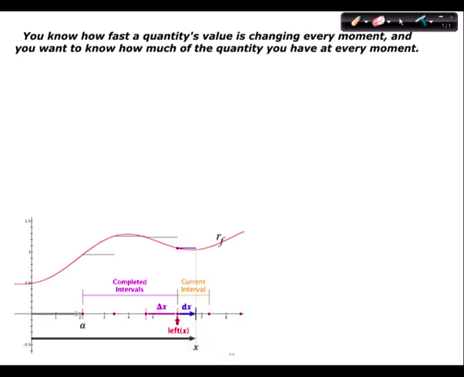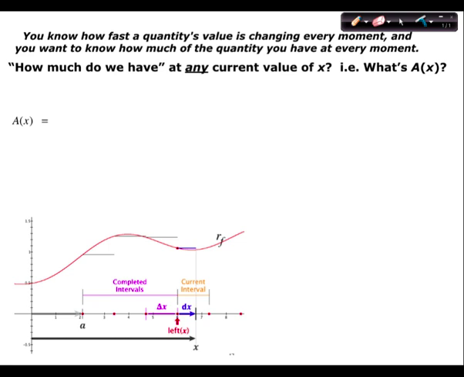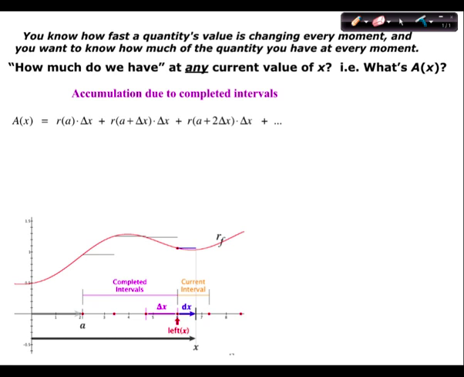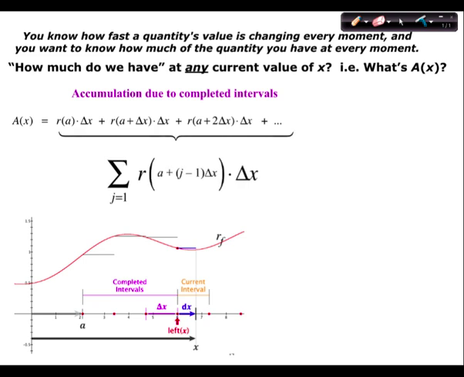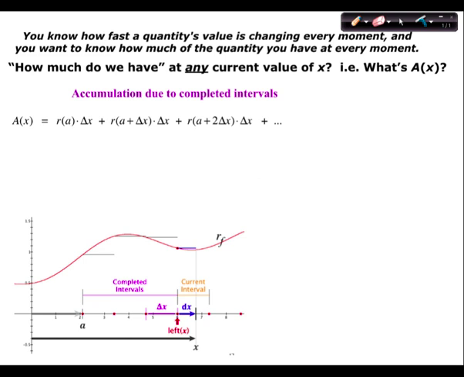So review. How much do we have at any current value of x? So that was all about 6.75. So now at any current value of x, we have the accumulation due to the completed intervals, plus. So can you remember what that was? How we wrote that at the end of class last time?